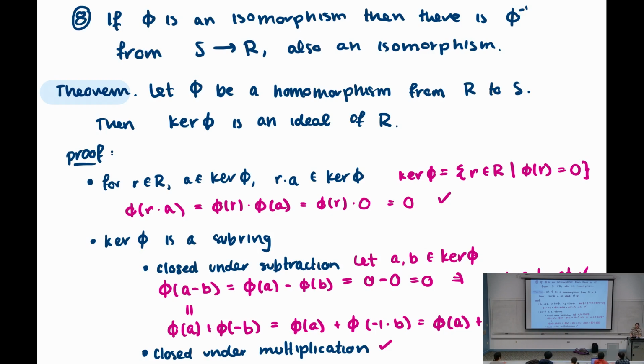We didn't assume that these rings had a unity, so I don't even think I can write this step. Okay, so I guess what is the claim here? The claim is that phi of minus B is equal to minus phi of B.